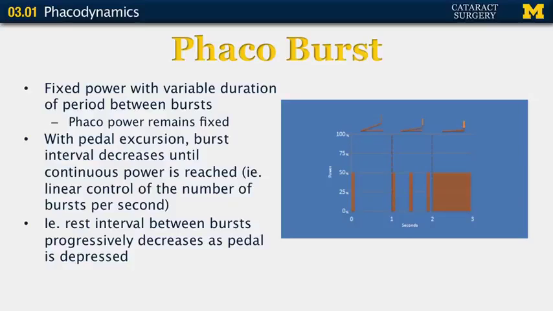So essentially, we have linear control of the number of bursts applied per second up to the point where it's continuously applied ultrasound. So in other words, you can think about it that the rest interval between the bursts progressively decreases as the foot pedal is depressed. But again, in this case, depressing the foot pedal does not increase the power applied. Power is applied at a preset limit by the surgeon.